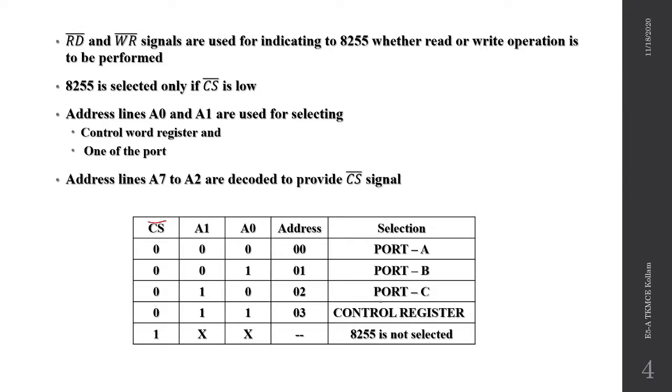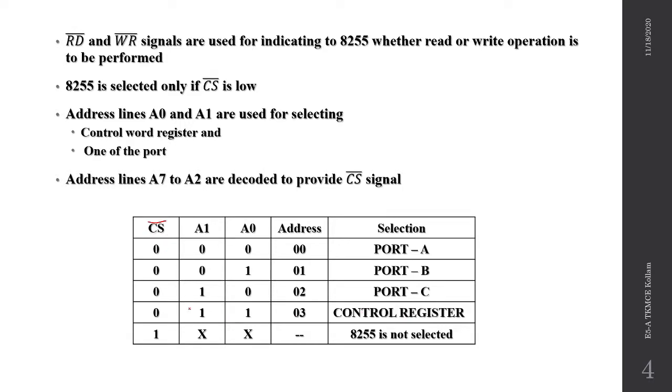Here it is clear that when the CS bar signal is low, then only ports and control word registers are selected. If A0 and A1 are 0, then the corresponding address is 00. Under that condition, port A will be selected. Corresponding to 01, the address is 01, port B will be selected. Corresponding to 10, the address is 02. Under that condition, port C will be selected. Corresponding to 11, the address is 03 and the control word register is selected.